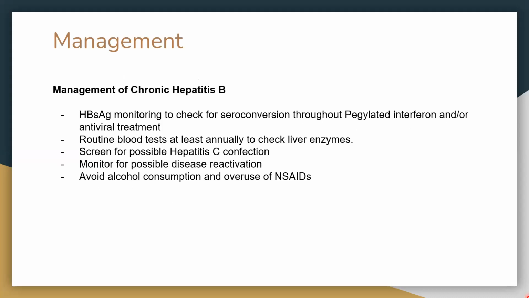Next is your management. So management of chronic hepatitis B includes HBsAg monitoring to check for seroconversion throughout pegylated interferon and/or antiviral treatment, routine blood tests at least annually to check liver enzymes, screening for possible hepatitis C infection, monitoring for possible disease reactivation, and avoiding alcohol consumption and overuse of NSAIDs.